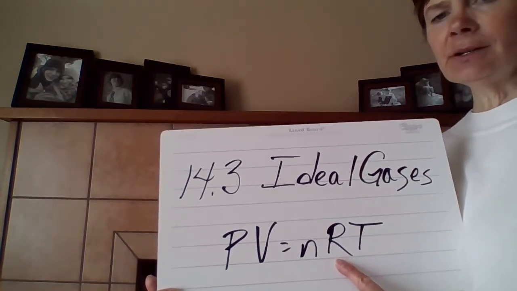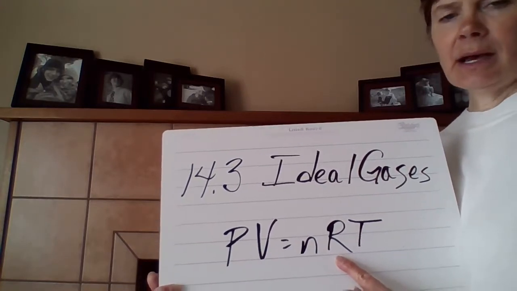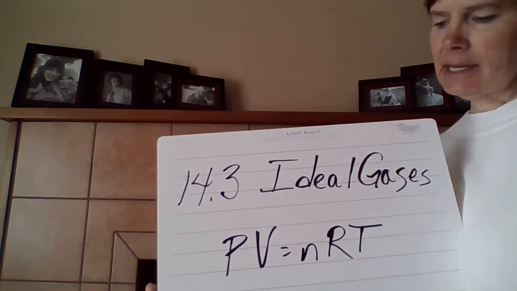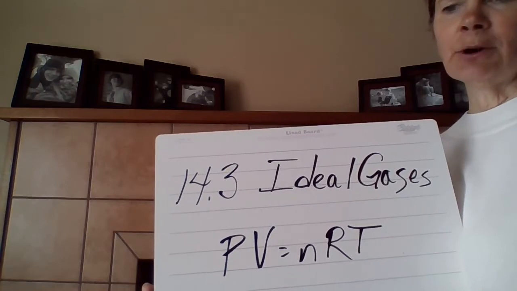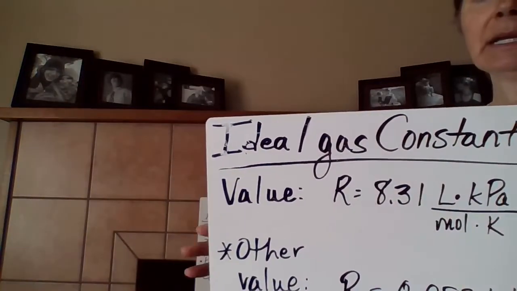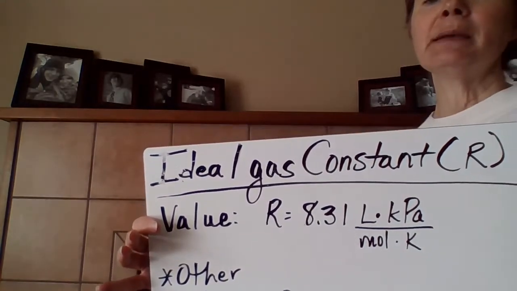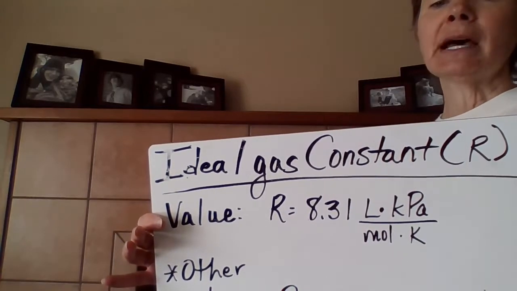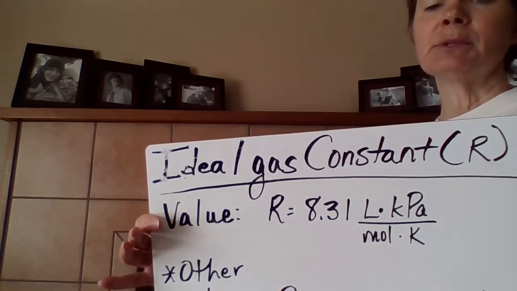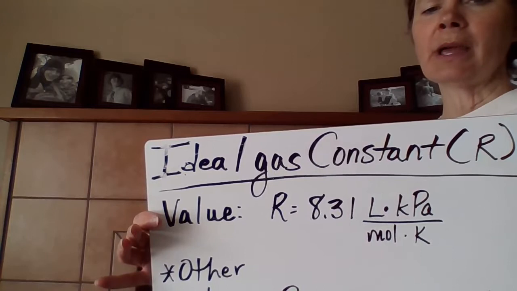Let's go back to R. R is the ideal gas constant, or the universal gas constant, and we have multiple possible values for R. The one that's given in your book is this top one here, which is R equals 8.31 liters times kilopascals per mole Kelvin.